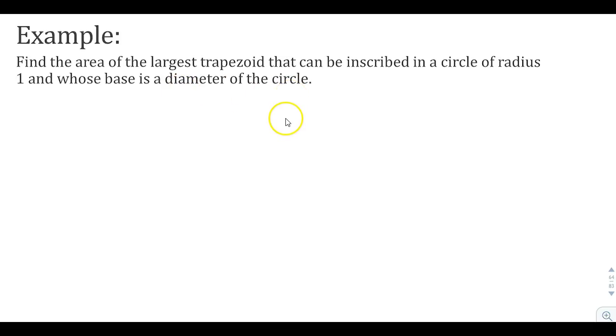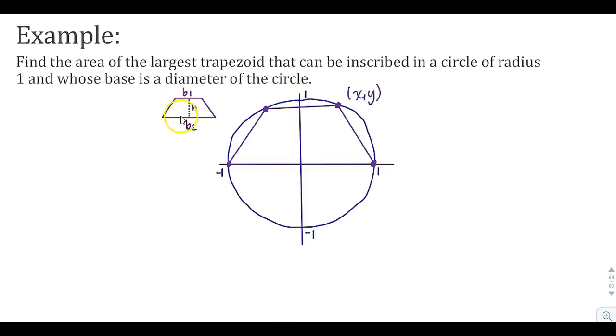So let's go ahead and draw what's happening. As a reminder, a trapezoid has a base 1, a base 2, and a height. I've drawn a trapezoid inside of a circle of radius 1. The circle is on the xy plane, so we can clearly see that the radius is 1, with the base along the diameter of the circle.